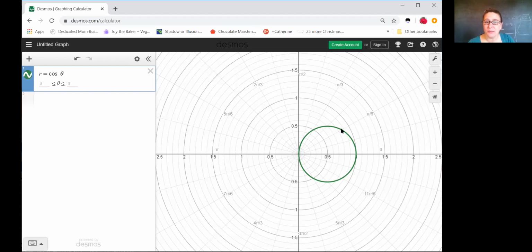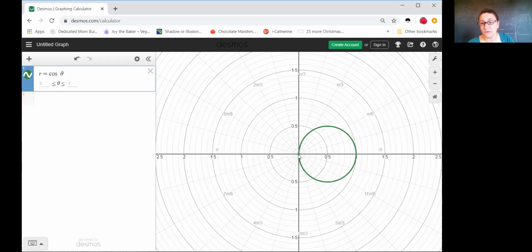Pi over 3, you're going to get root 3 over 2. That's going to be sort of over here, right? This one's pi over 4. This one's pi over 3. And then pi over 2, it's actually 0, right? Cosine of pi over 2 is 0. So from 0 to pi over 2, it gets you this.